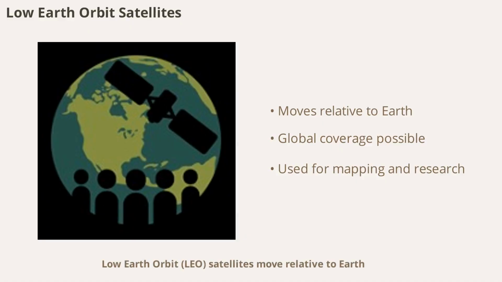Low Earth orbit (LEO) satellites move relative to Earth, often in polar or non-polar orbits. They provide global or near-global coverage, though with less frequent measurements compared to geostationary satellites. LEO satellites are essential for applications like land mapping, environmental monitoring, and scientific research. Examples include the Landsat series and the International Space Station, which collect data from different parts of the globe as they orbit.